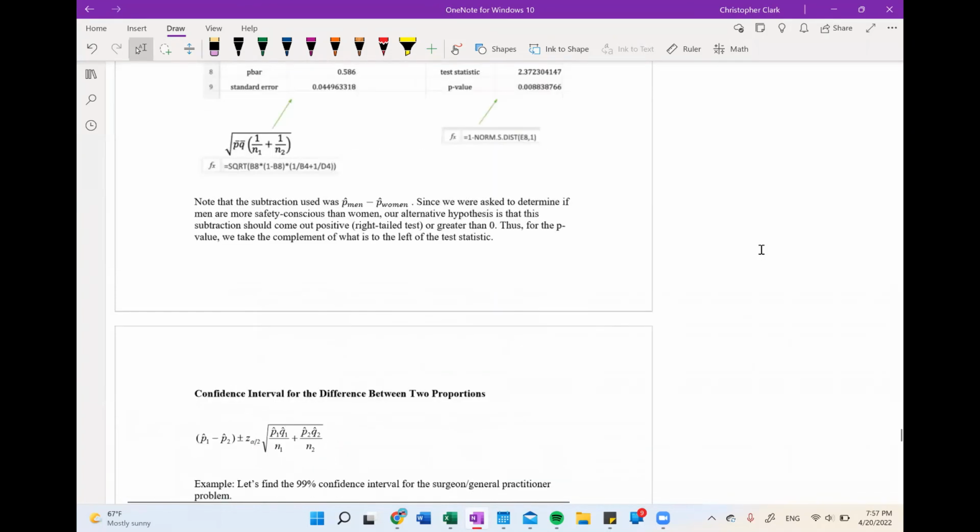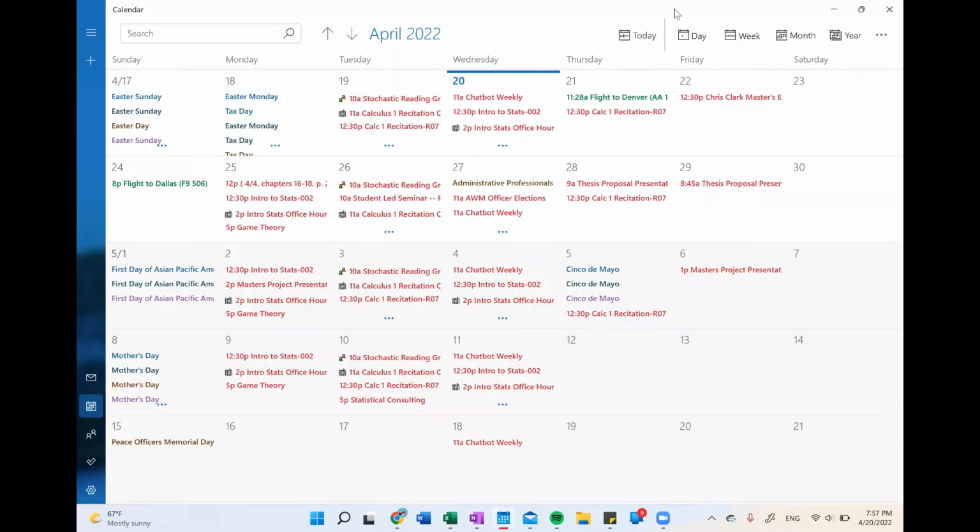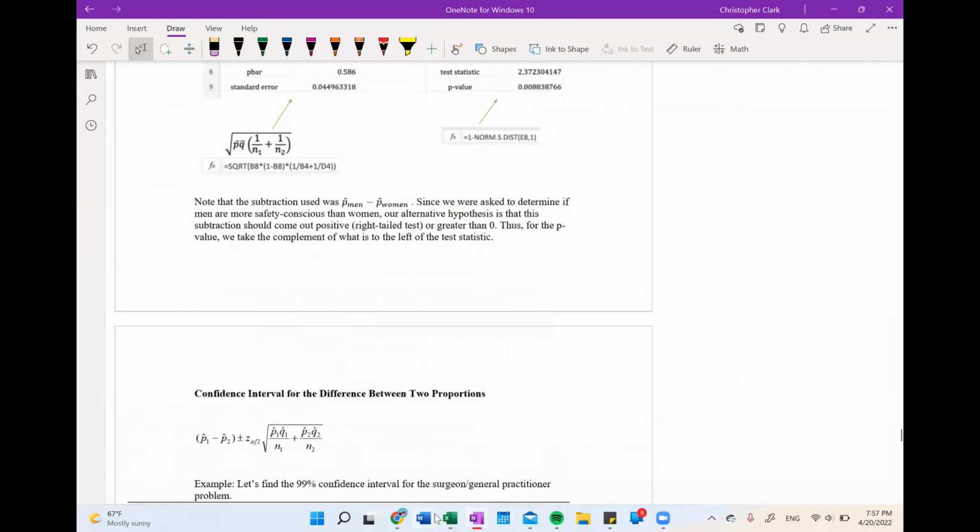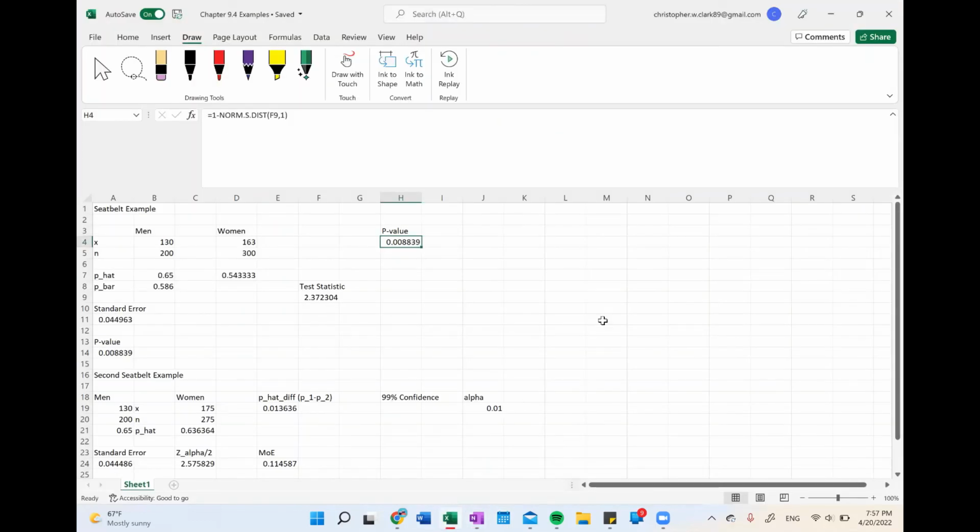Now, if we go back to our alpha, it is 0.01. Do we get to reject the hypothesis? And the answer is yes. This p-value of 0.008839 is less than our alpha. So we do in fact get to reject.